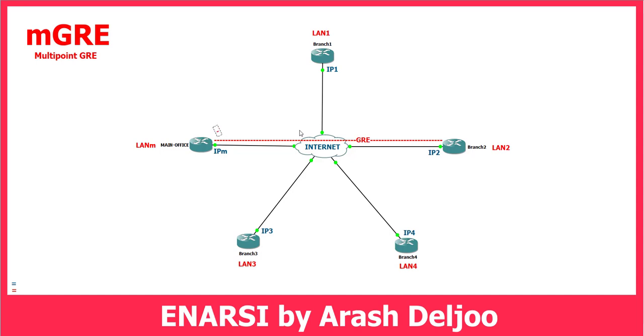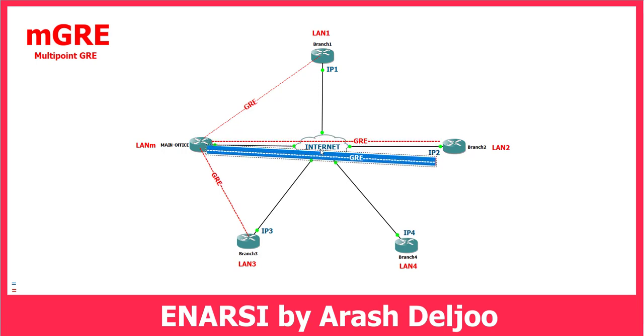It is so important to know why we are using multipoint GRE. Here, until now, we didn't use multipoint GRE. Actually, this is point-to-point GRE between the main office and branch one. Also here, let me show you the next point-to-point GRE between the main office router and the branch 3 router. As you can see, we also have the next tunnel between the main office and branch 4. Now at least we have 4 GRE tunnels, 4 point-to-point tunnels.